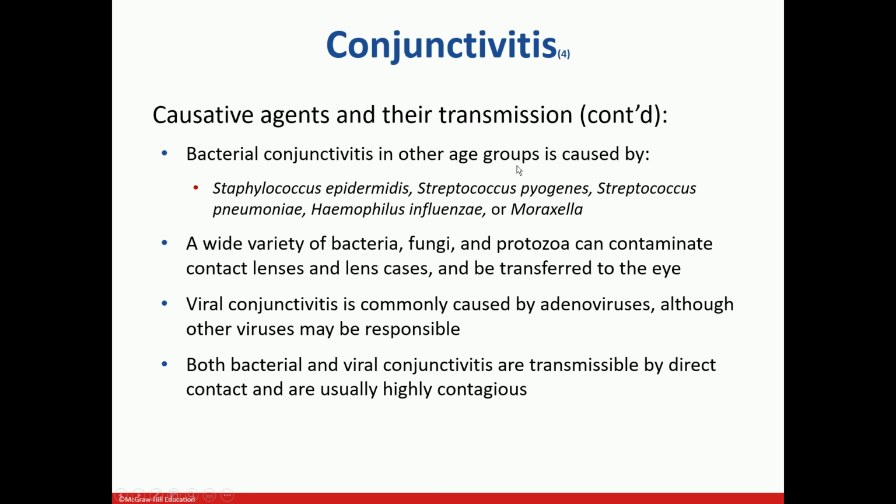The bacterial conjunctivitis in other age groups can be caused by Staphylococcus epidermidis. This is the list of bacteria. You can see Streptococcus pyogenes, Streptococcus pneumoniae, Haemophilus influenzae, or Moraxella. So these are the bacteria which can cause conjunctivitis in other age groups. Even fungi and some protozoa can also cause conjunctivitis. The viral conjunctivitis in other age groups can be caused by adenoviruses also.